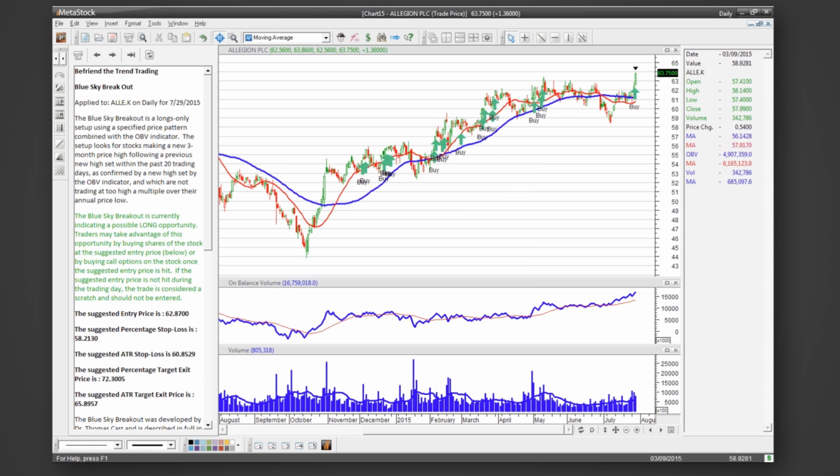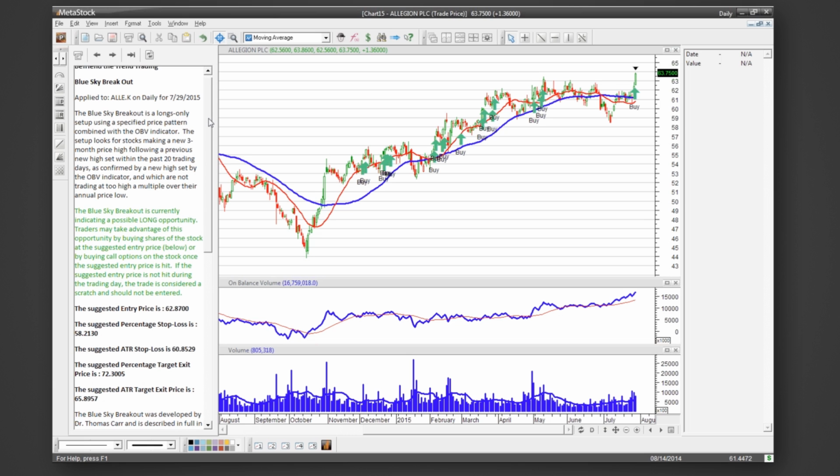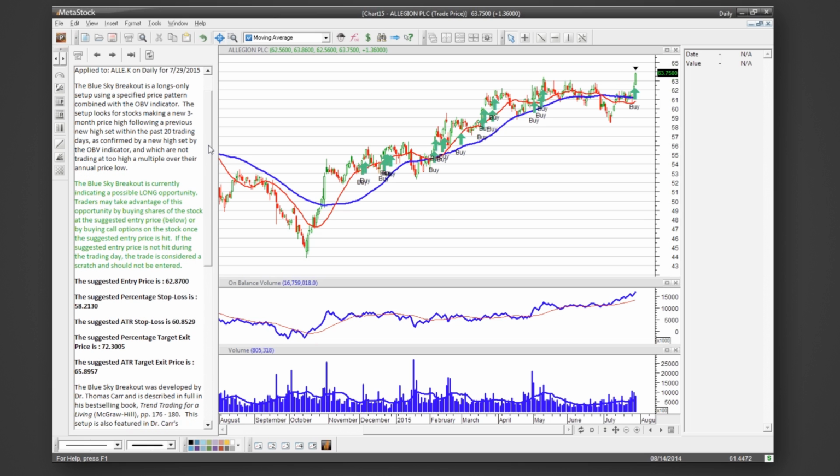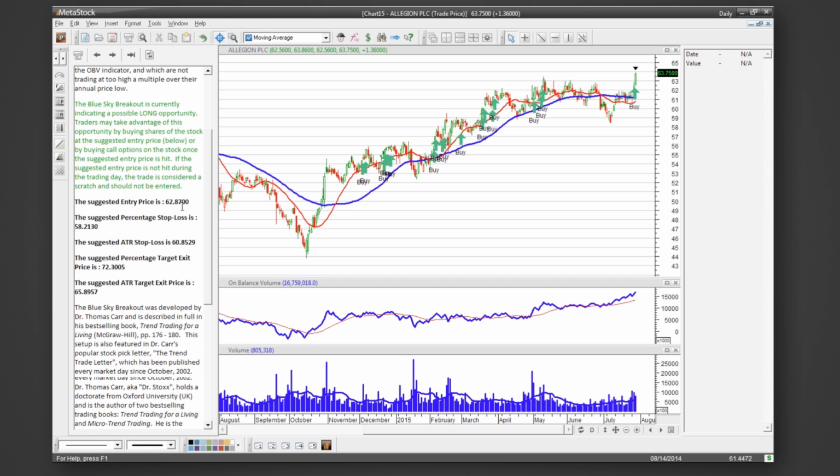And now you can see these buy signals that are generated based off of that signal. And we have today's buy signal, which was generated by the setup. So what you can see here is you can see it walks us through the trade based off of this stock. So we're looking at ALLE.K here. So it gives us a definition again of the blue sky breakout, tells us what's happening right now, and then gives you the suggested entry price, the suggested stop loss, ATR stop loss, percentage target exit, and your ATR target exit. So you're getting targets and you're getting stops to help you manage the trade as you go through.